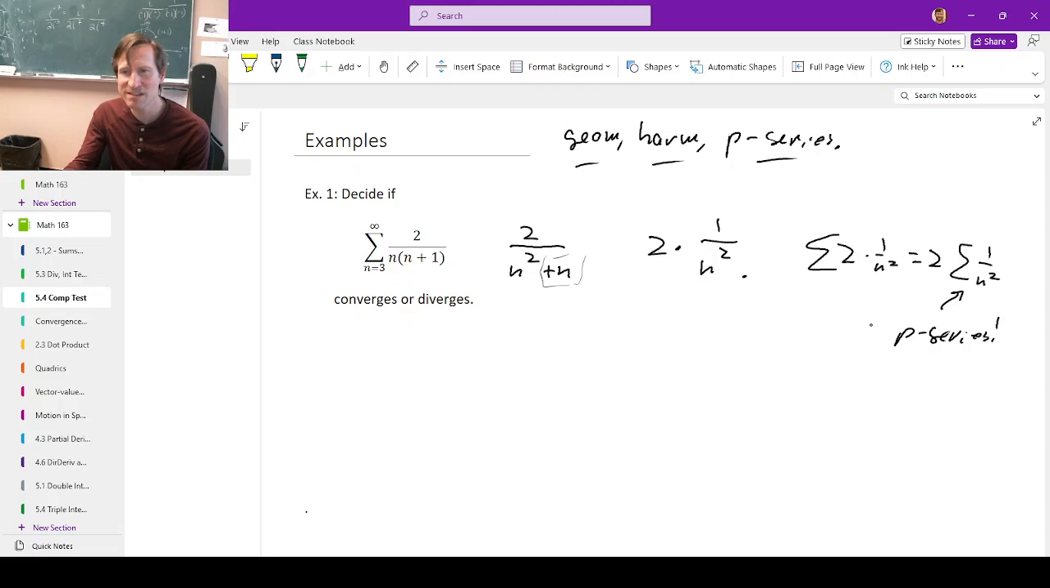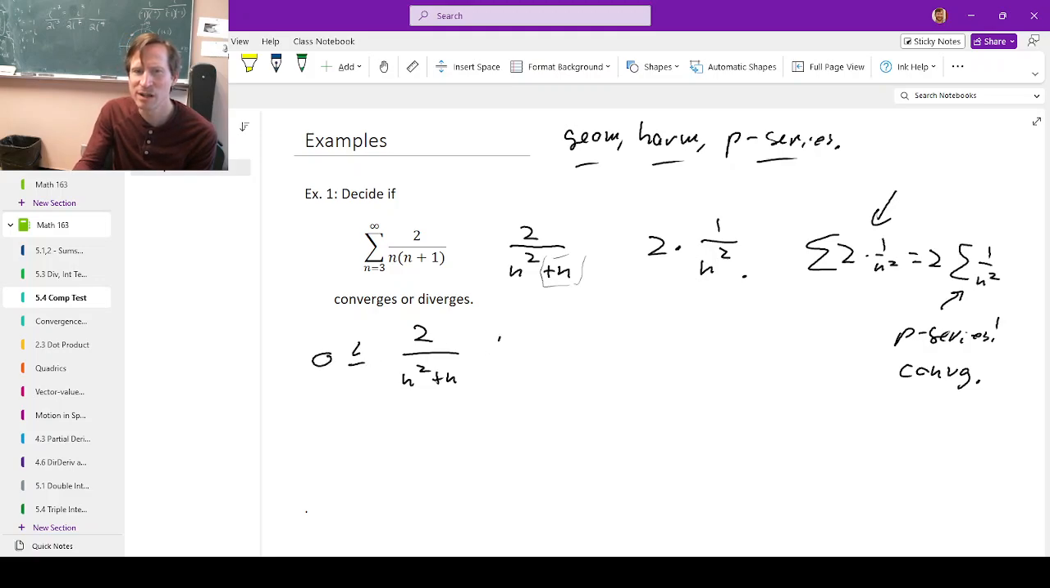right? And in particular, it's a p-series that converges, because it's a p-series where p is bigger than 1. So let's see if we can make the comparison work out. So if we're going to compare to 2 times 1 over n squared and hope to find that this converges, we need our terms, 2 over n squared plus n. We need to convince ourselves that these are between 0 and 2 times 1 over n squared.